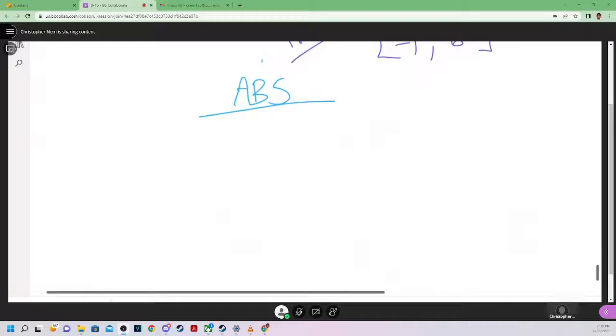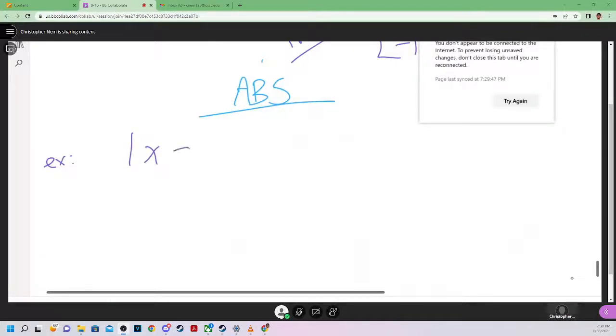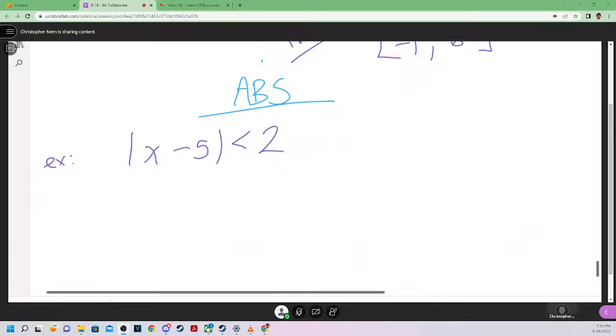So, absolute. If we remember anything about absolute, it turns everything inside the absolute value positive. So, let's say we have the absolute value of x minus 5. How the heck do we solve this? So I'm going to tell you as a little remark, always isolate the absolute. Always isolate your absolute value symbol.